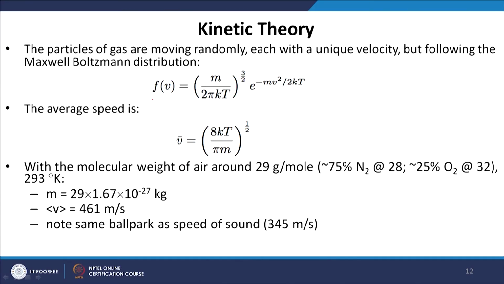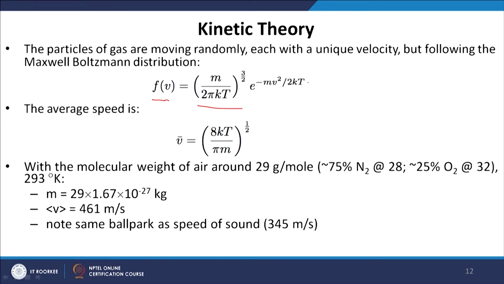Now, the Maxwell-Boltzmann distribution, which is obeyed by most of these macro systems, is given by f(v), the probability of a velocity v, equal to (m/2πkT)^(3/2) times e^(-mv²/2kT). That we have learned from the Maxwell-Boltzmann theory.